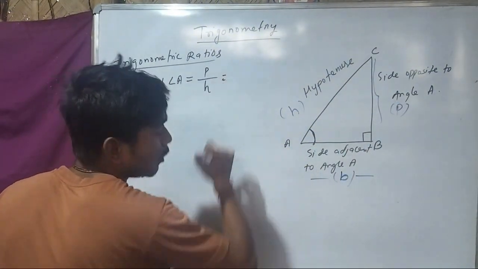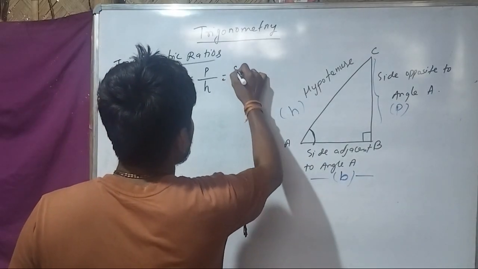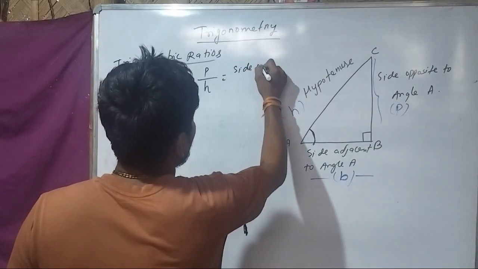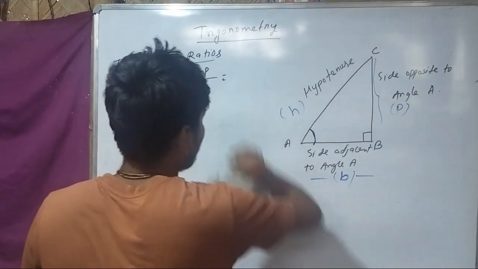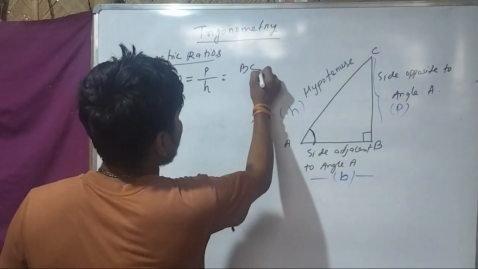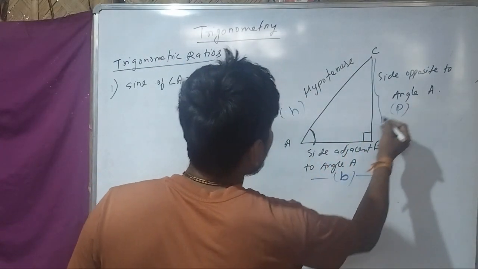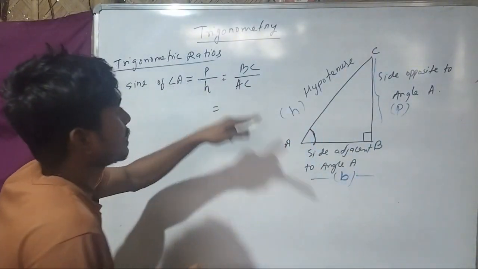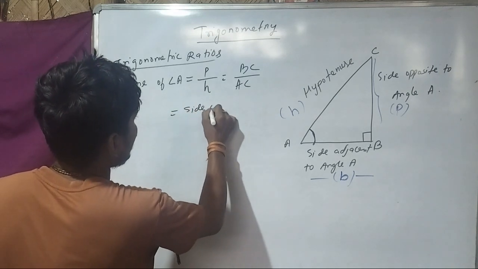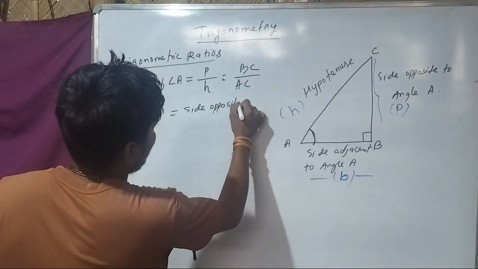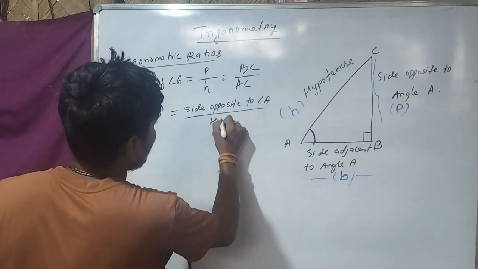So we will write side opposite to angle A. No need to write it every time, you can understand from here. Now perpendicular is BC and hypotenuse is AC. So BC is the side opposite to angle A, and the hypotenuse is the hypotenuse. So sine of angle A is side opposite to angle A by hypotenuse.